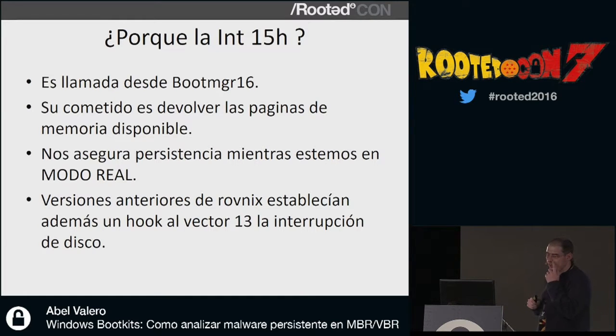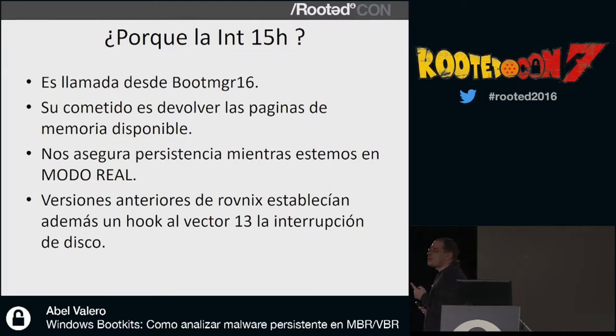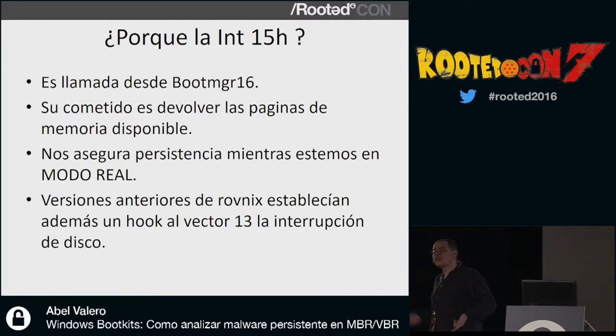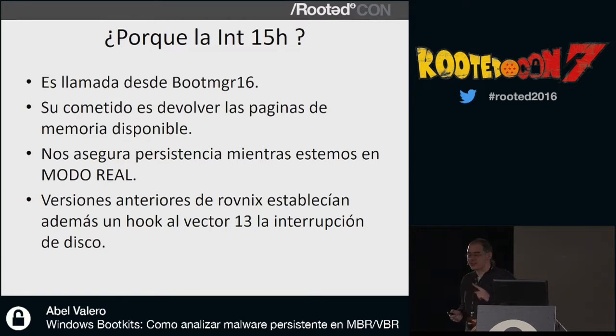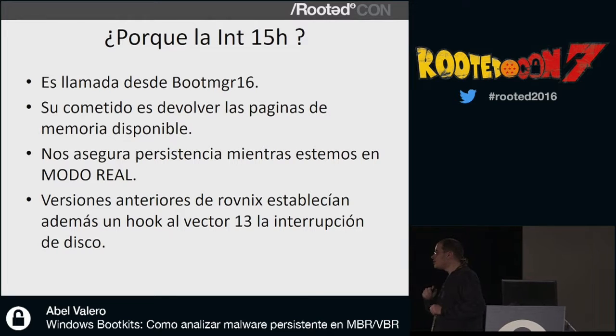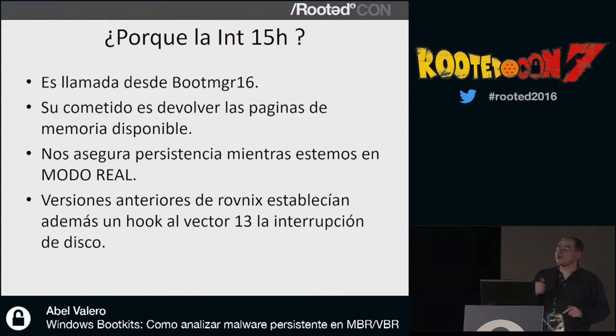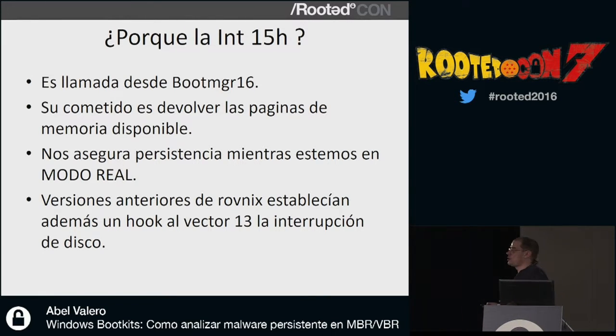So why does it go to interrupt number 15 in the first place? Well, it is used because this is for the memory map. This is used for the memory map of the entire system. There are calls made to that address from boot manager 16. By using interrupt 15, two things are possible. Next time a call is made from boot manager 16, the BootKit will be able to control whatever comes from it. It returns the memory pages in the system.